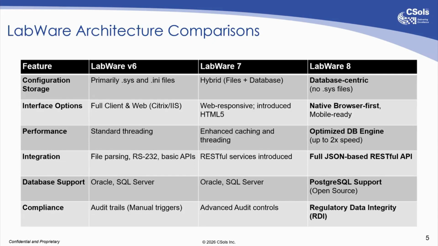Architecturally, LabWare has absorbed many modules that were previously separate add-ons in LabWare 7 and V6. In V6, LIMS and ELN were often distinct entities that required careful bridging. In LabWare 8, the ELP architecture ensures that objects, your samples, tests, users, exist only once. New features like the regulatory data integrity module are baked into the core architecture to provide an immutable audit trail that is harder to achieve in legacy versions.